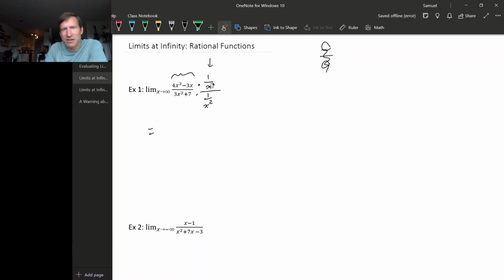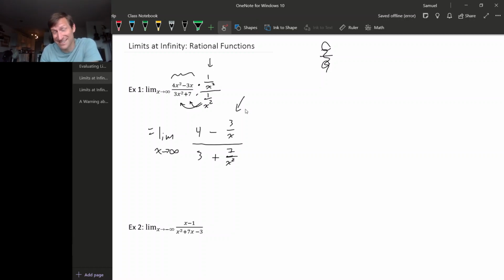So if we now distribute through the numerator and denominator, we get the limit as x goes to infinity of, in the numerator, 4x squared times 1 over x squared, that's 4, minus 3x times 1 over x squared, that's 3 over x, over, in the denominator, 3x squared times 1 over x squared, that's 3, plus 7 times 1 over x squared, that's 7 over x squared. Now it might look at first like things are worse than they used to be, just because this function looks less simple than it used to be.